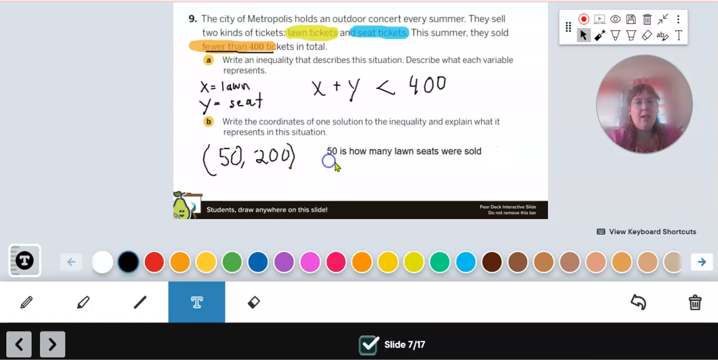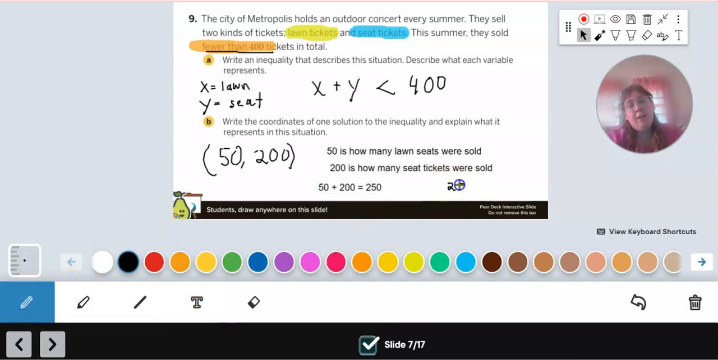And then 200 is how many seat tickets were sold. And we know that it works because 50 plus 200 is 250, and we know that 250 is less than 400. So that's just one example that works here. There's many more. Push ahead to slide 8 when you're ready.